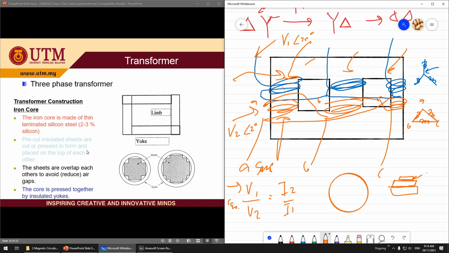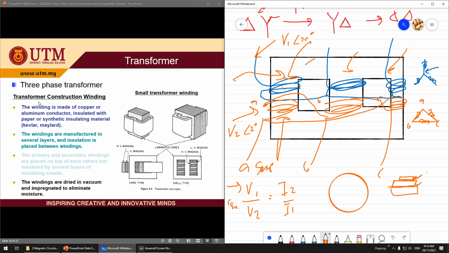Okay, this one I explained. Sheets are overlaid on each other to reduce the air gap. And the core is pressed together by an insulated yoke. Like I told you here, you put an insulator between these. One of the advantages is to avoid eddy current.